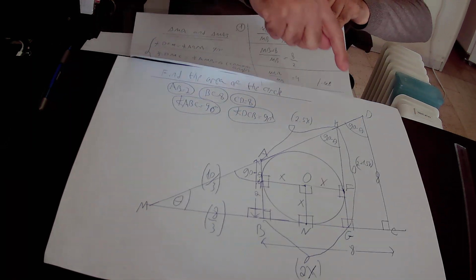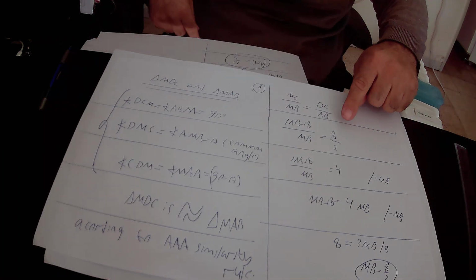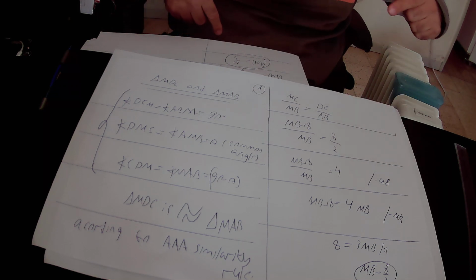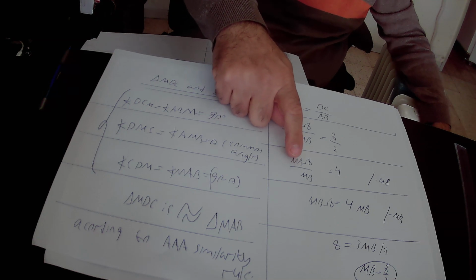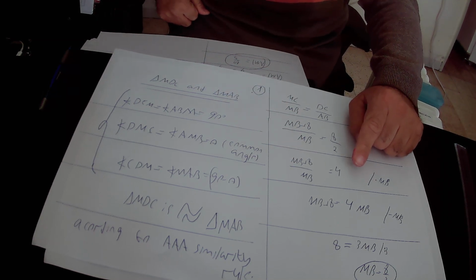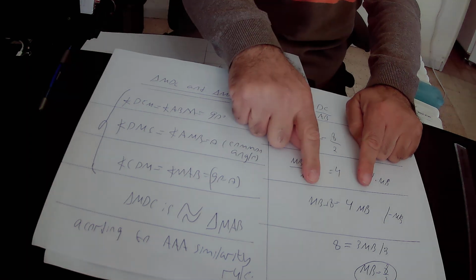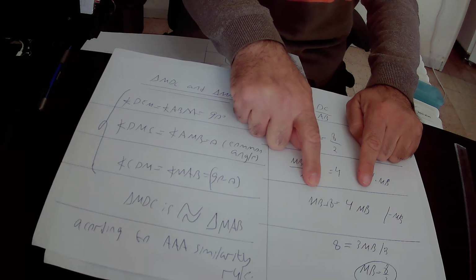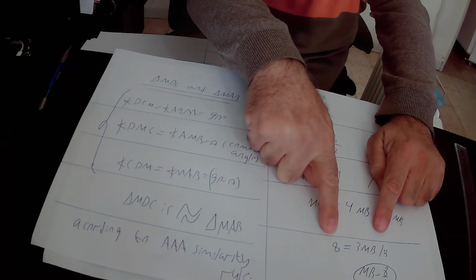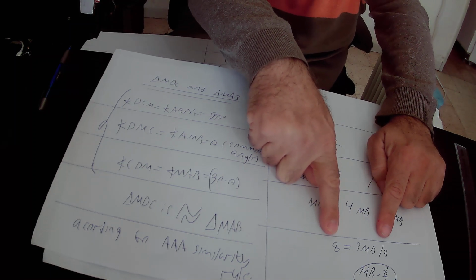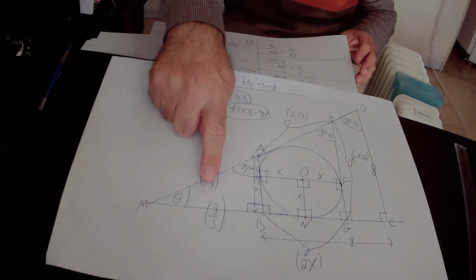DC is 8 and AB is 2, therefore DC over AB is 8 over 2. 8 over 2 is 4, so MB plus 8 over MB equals 4. We multiply this equation by MB and find that MB plus 8 equals 4MB. We subtract MB and find that 8 equals 4MB minus MB, this is 3MB. We divide by 3 and find that MB equals 8 over 3 units.